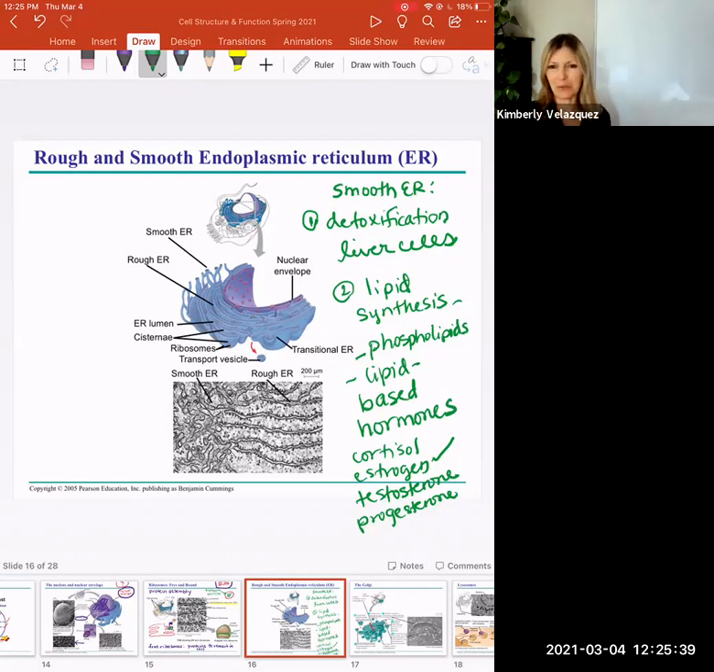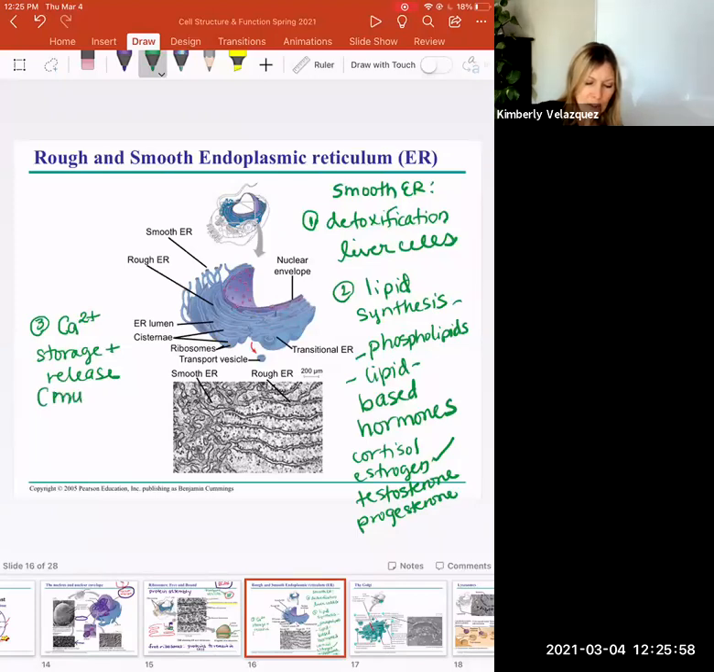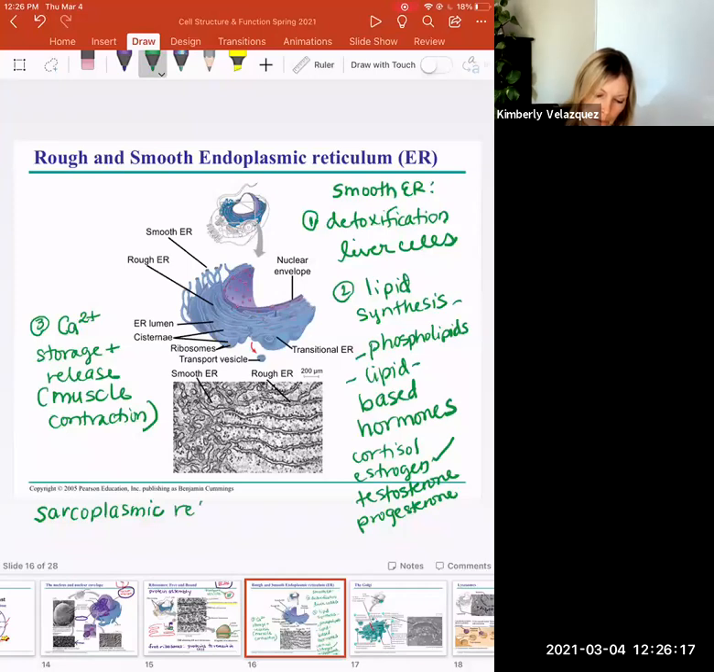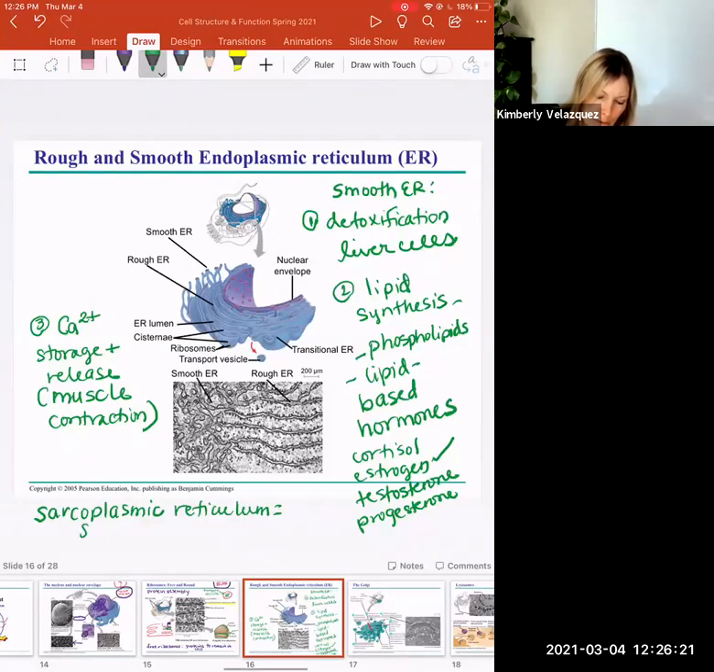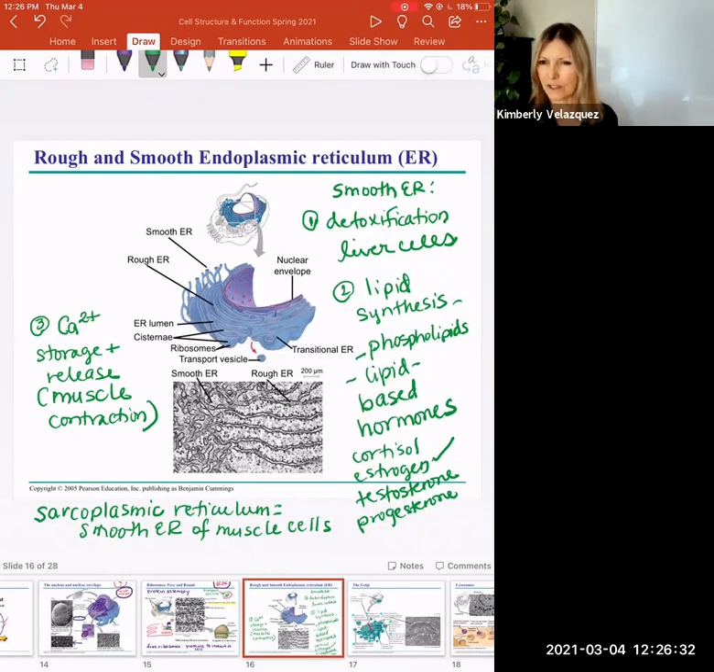Okay, I'm just going to give you one more function of the smooth ER, even though there are more than this. Third function, sorry, this slide is getting really messy. Third function, calcium ion storage and release. And this is really involved in muscle contraction. So your muscle cells have a lot of smooth ER. In fact, the smooth ER of the muscle cells actually has a special name. It's called the sarcoplasmic reticulum. And this is the smooth ER of your muscle cells. If you go on to take anatomy and or physiology, you'll learn about the sarcoplasmic reticulum. So that's a third function of the smooth ER.